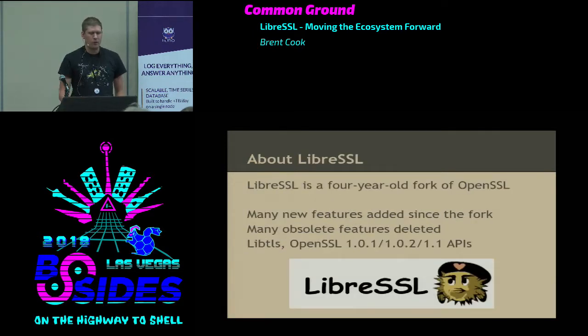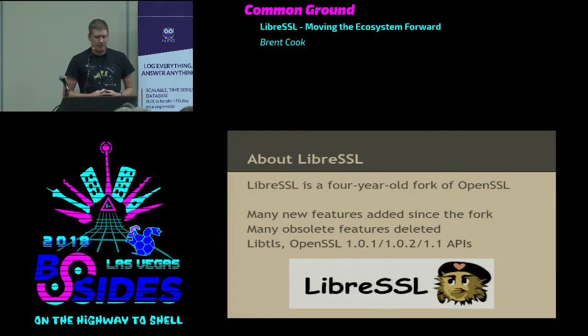So LibreSSL is a 4-year-old fork of OpenSSL. It came about right around Heartbleed. When Heartbleed came out, the OpenBSD team started auditing OpenSSL and said, there's a lot of bad code in here. We've been just blindly taking on faith that this is well maintained, that this is secure. We're going to start ripping all the obsolete broken code out of this system, and we're going to build our own version called LibreSSL.